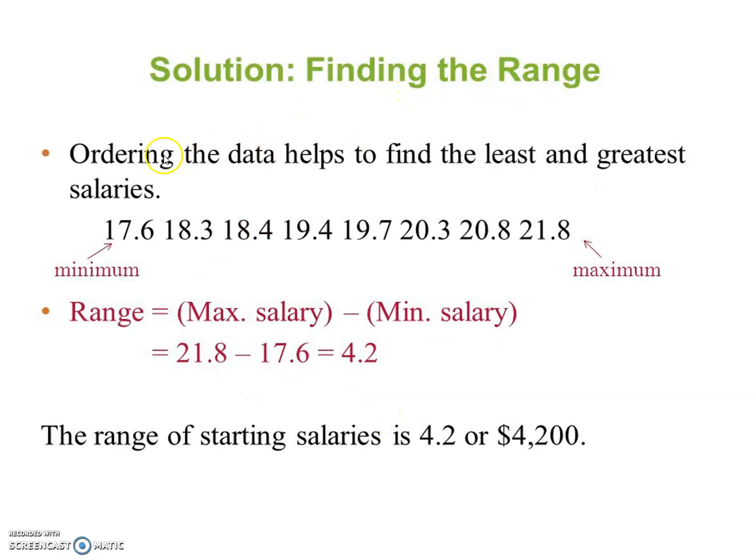Solution. Find the range. Ordering the data helps to find the least and greatest salaries. 17.6, 18.3, 18.4, 19.4, 19.7, 20.3, 20.8, 21.8. In the given data, which is maximum and which is minimum? Yes, 21.8 salary is maximum and 17.6 salary is minimum. Therefore, the range is equal to maximum salary minus minimum salary, that is 21.8 minus 17.6 is equal to 4.2. Therefore, the range of starting salaries is 4.2, or in dollars we have to convert it to 4200.